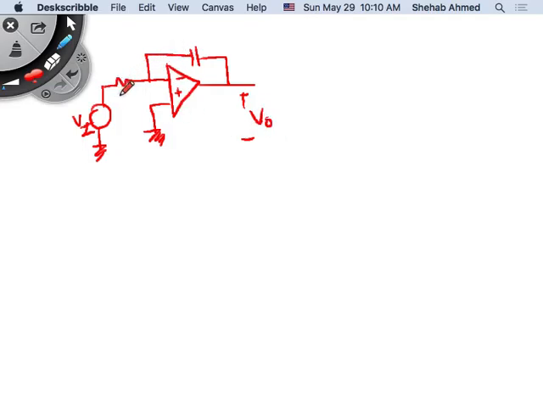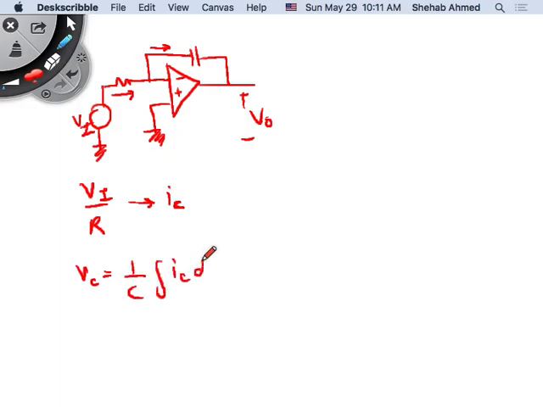We said that current flows here, and then the same current flows here. This current is equal to VI over R. This VI over R flows into the capacitor, meaning it becomes the capacitor current. So capacitor voltage is equal to 1 over C integral of IC dt, and we said that this is VI over RC, integration of 1 times dt, right?